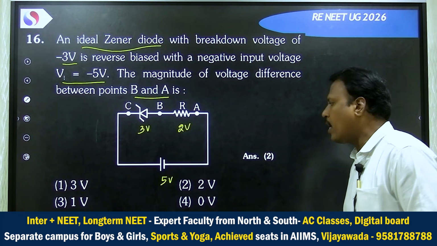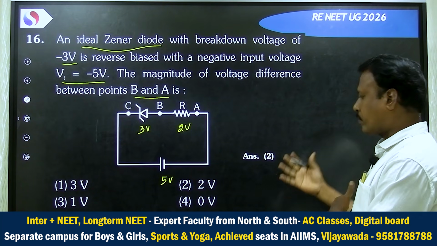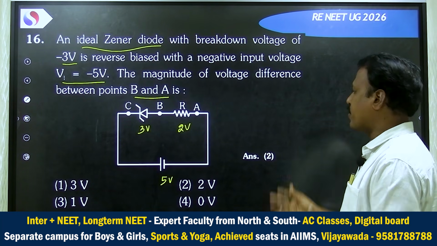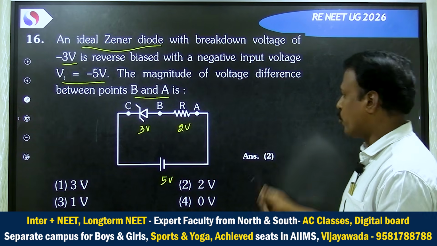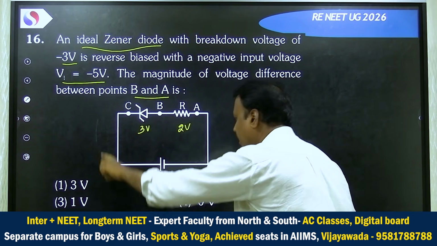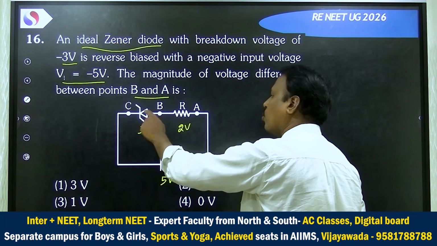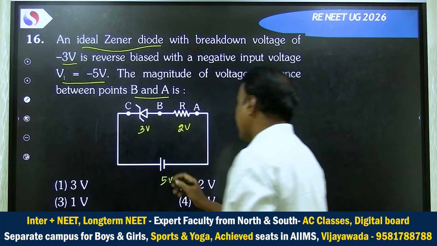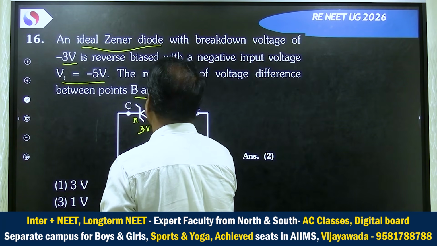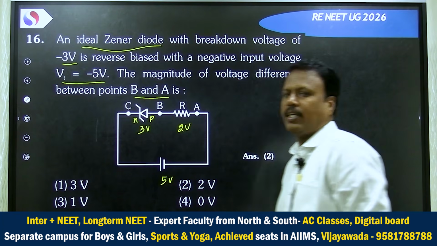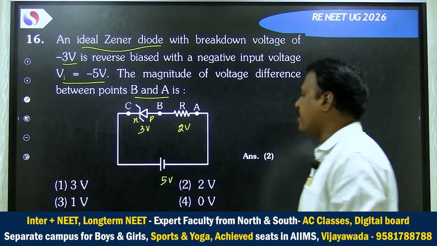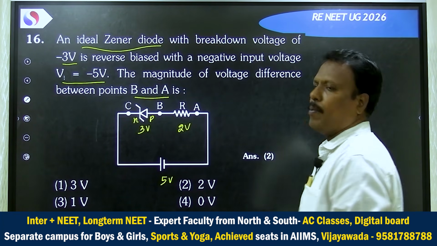No need to worry and don't think too much about this particular problem. You should know this is a reverse bias diode because the positive plate is connected to the N side of the Zener and the negative plate is going to the P side of the Zener. So if you know clearly it is a reverse bias diode, then the problem is solved.